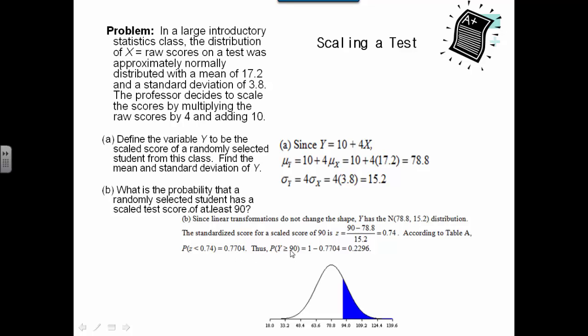We want to know the probability of at least 90, so we take 1 minus that to get the area to the right. So that will be 0.2296, or a 22.96% probability.